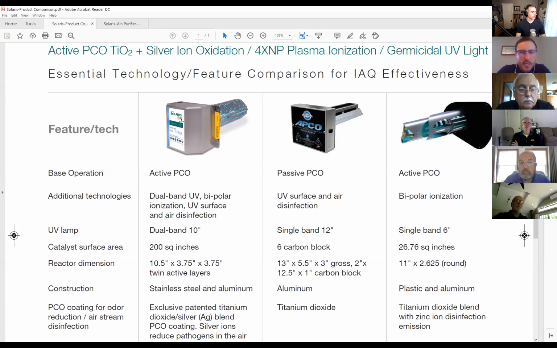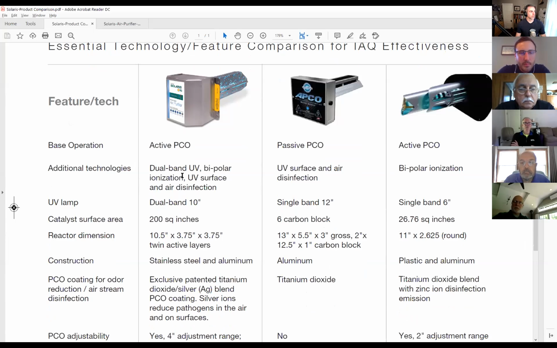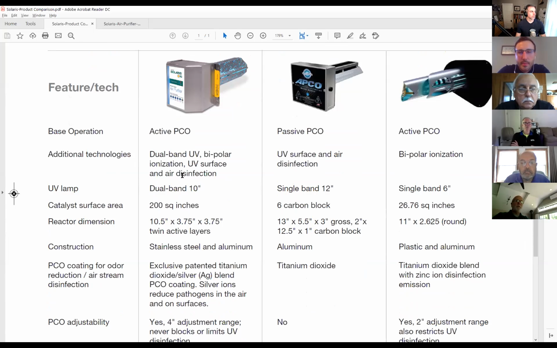So the base operation, ours is on the left, theirs is all the way on the right. Base operation, we both have active PCO, which means they both do emit a little bit of ozone. Some people really like the smell of ozone. Some people maybe not so much. It's really a preference.